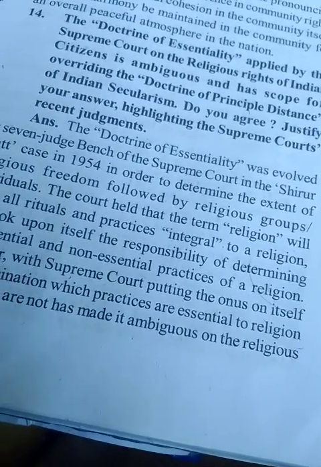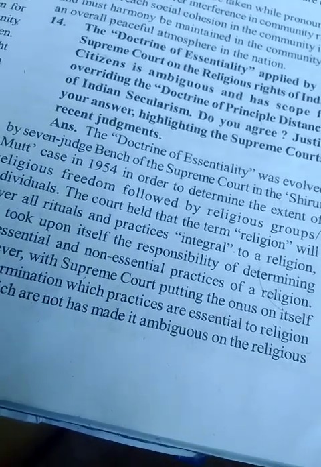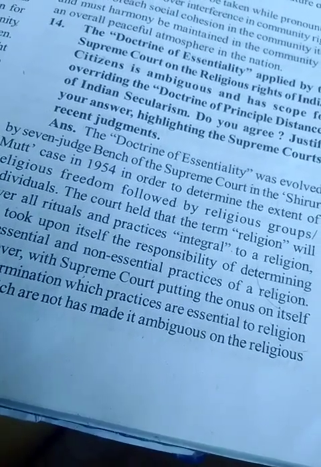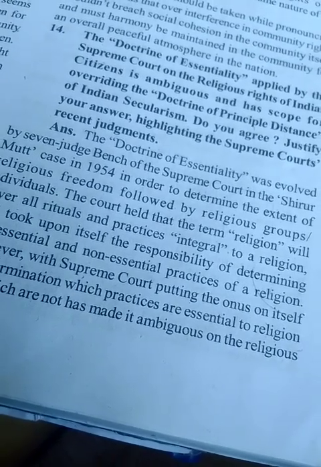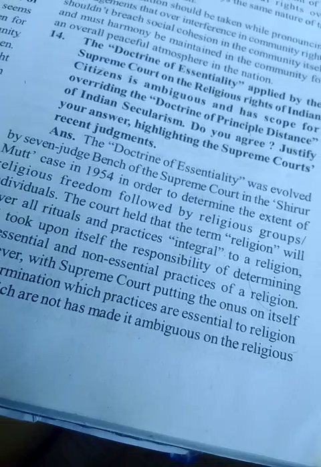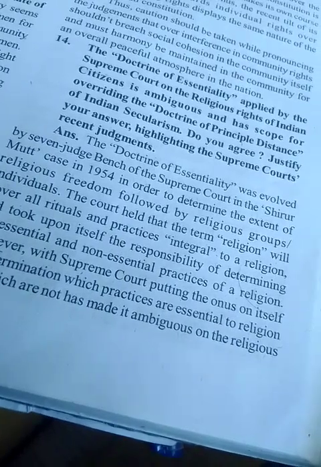The doctrine of essentiality was evolved by a 7-judge bench of the Supreme Court in the Shirur Mutt case, 1954, in order to determine the extent of religious freedom followed by the religious groups.